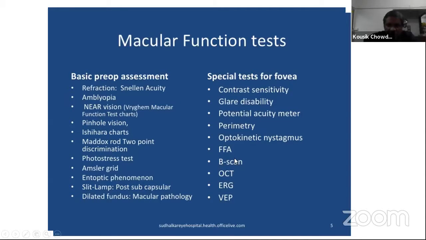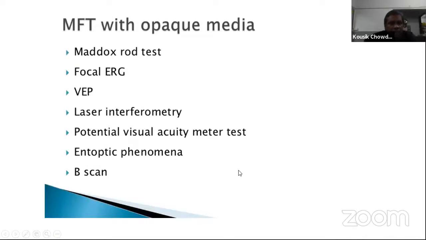Fundus fluorescein angiography, B-scan, optical coherence tomography, electroretinogram, and visual evoked potential. Macular function tests with opaque media are the Maddox rod test, focal electroretinogram, visual evoked potential, laser interferometry, potential visual acuity meter test, entoptic phenomenon, and B-scan.